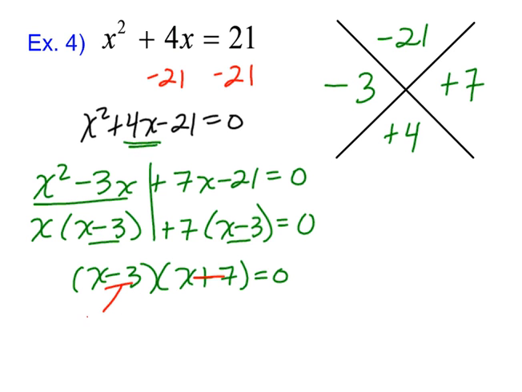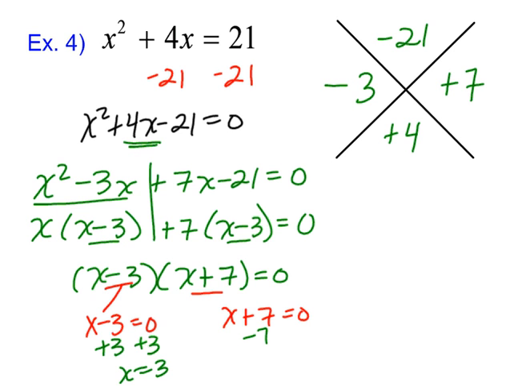We're going to take them both, set one equal to 0 and the other one equal to 0. First one, add 3 to both sides, find out that x equals 3, and this other one we're going to subtract 7 from both sides and find out x equals negative 7. So this quadratic is going to cross the x-axis at 3 and negative 7. We're going to do one more.